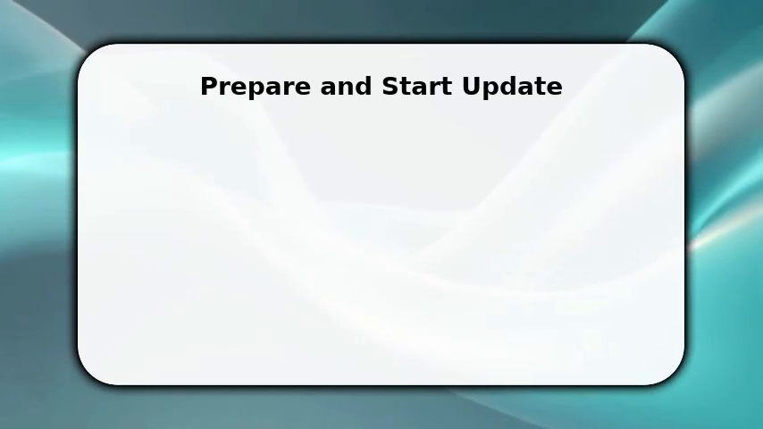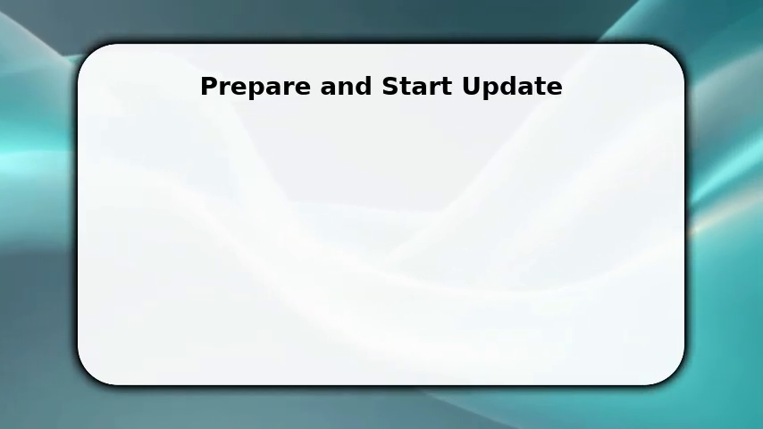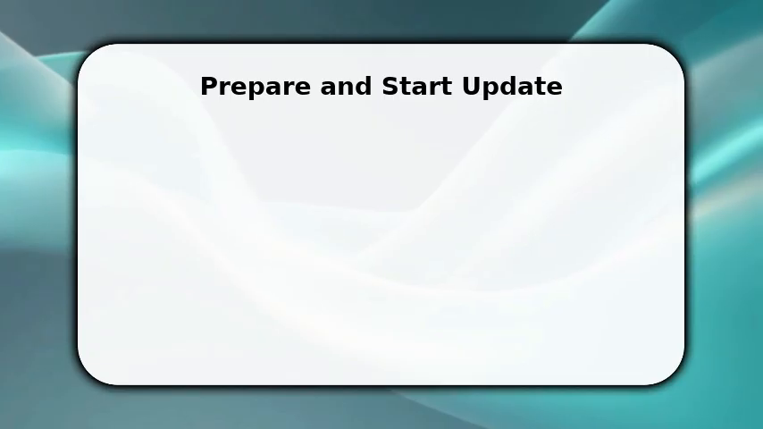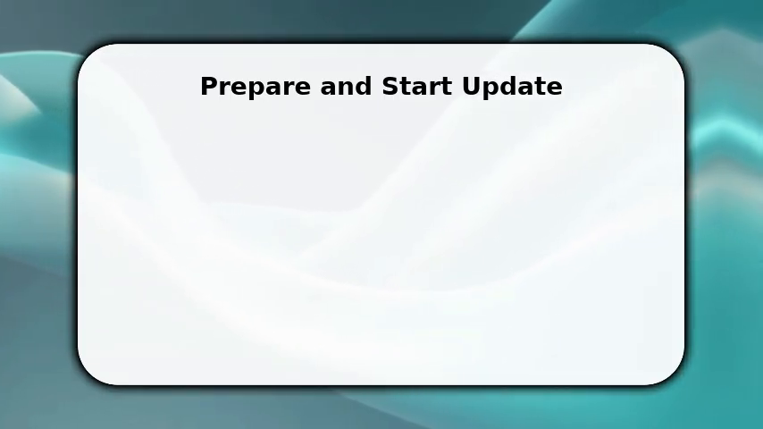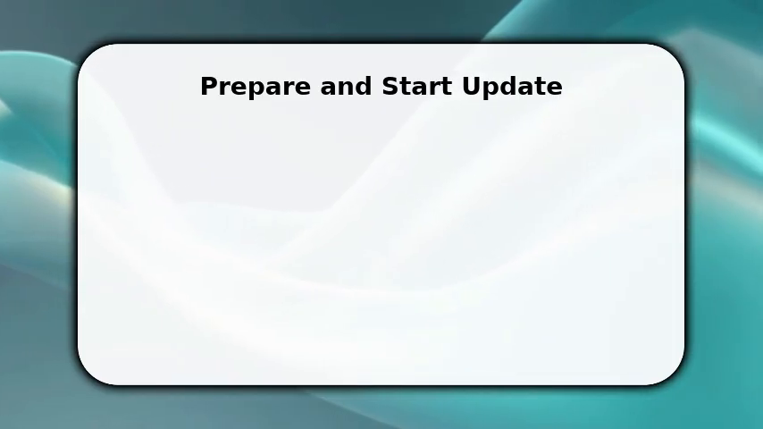Enjoy the video. You begin by confirming a stable internet connection and that your PC has power. Updates can stall without both. Once done, sign into an administrator account so you can install system-level changes.